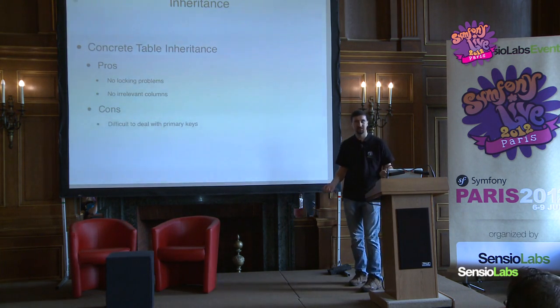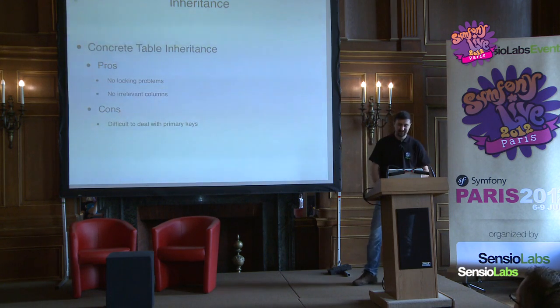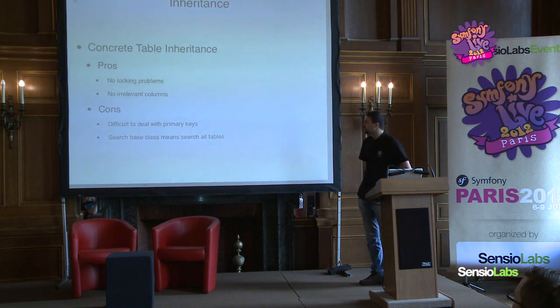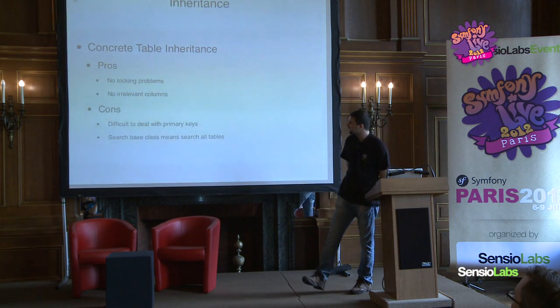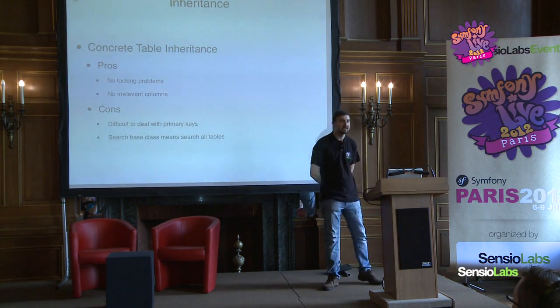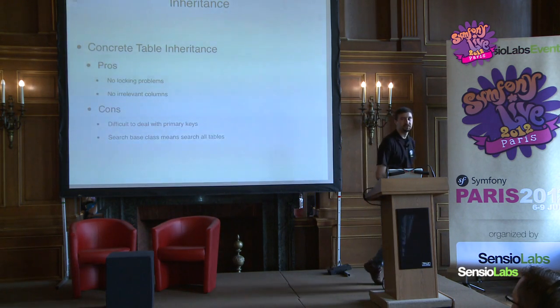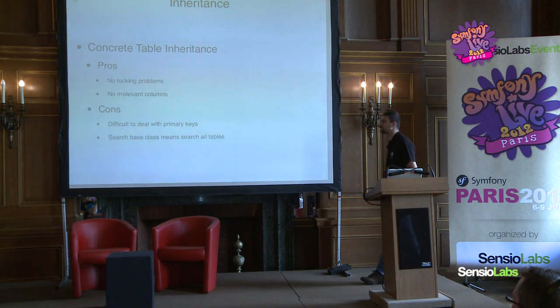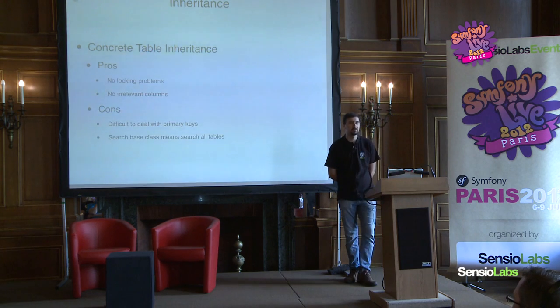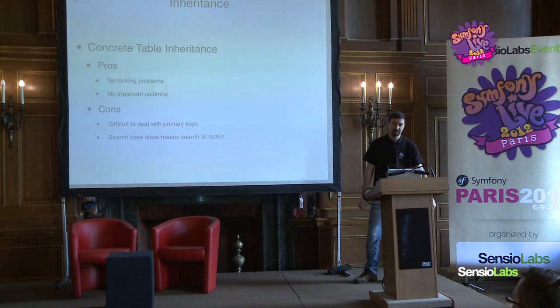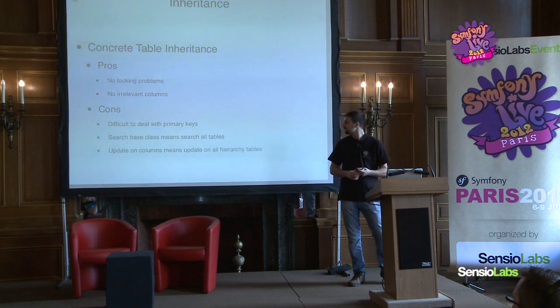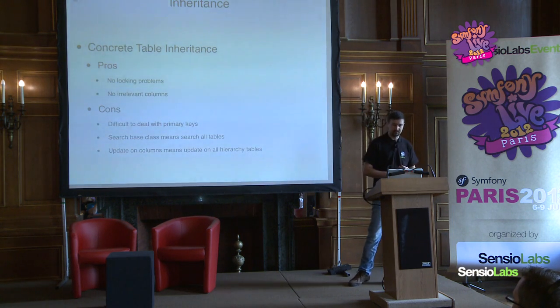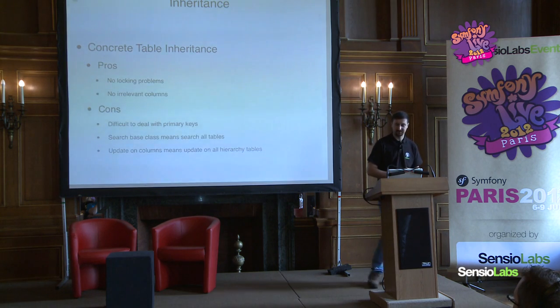It's just bad. But there are use cases for this one. Actually, there are use cases for all of them. That's why they exist. And the second part is that searching inside of the base class means searching all tables, which means union. This is not 100% supported inside of Doctrine because it's just unperformant most of the time. Okay? And the last one is that updating a column means updating all the hierarchy tables.